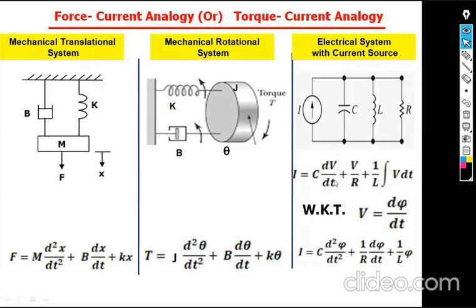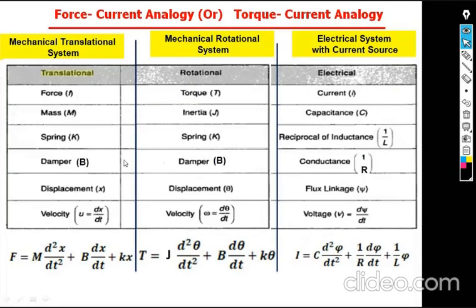If you replace this one, then this will become C d square phi by dt square plus 1 by R d phi by dt plus 1 by L. Here the integration, B gets cancelled.